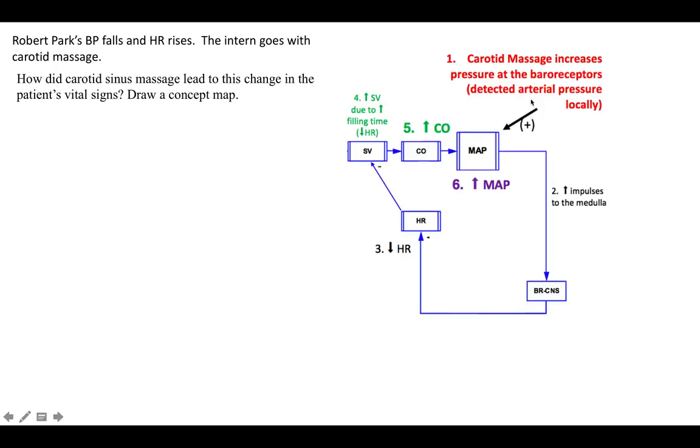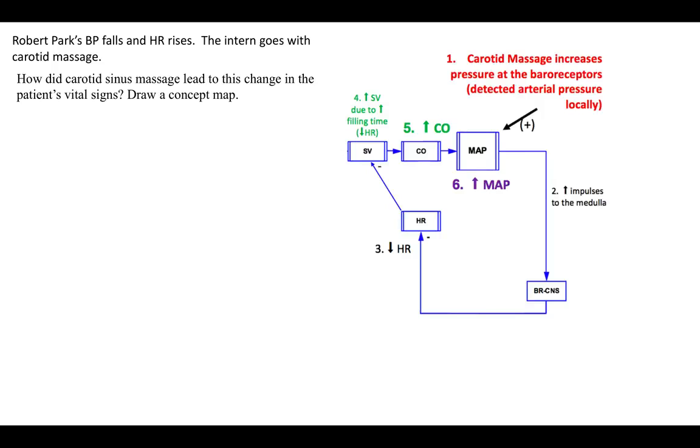You get the increased locally detected MAP despite the fact that it's falling. That increases the impulses to the medulla, and that decreases the heart rate, just like we said in the previous diagram. But here's where the difference is. Robert Park's heart rate has risen so high that you've actually limited the amount of time that the ventricle has to fill. And so you've got less time to fill during this tachycardia because the heart rate is so pathologically high.